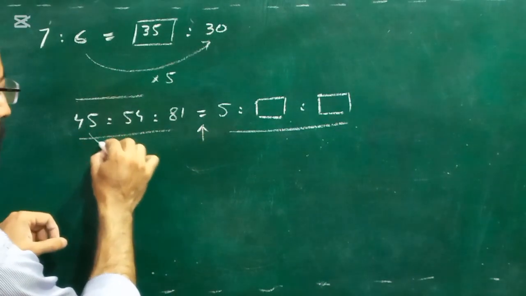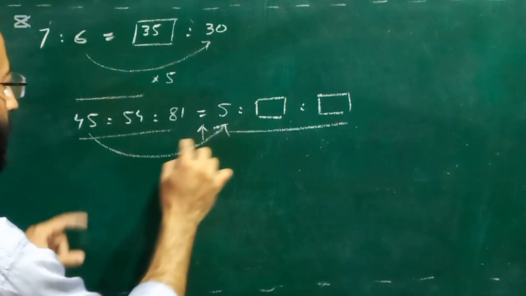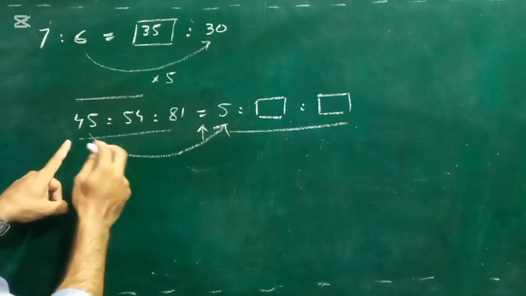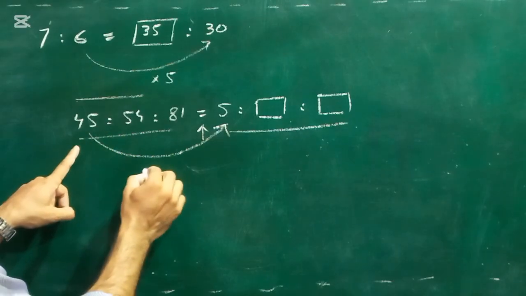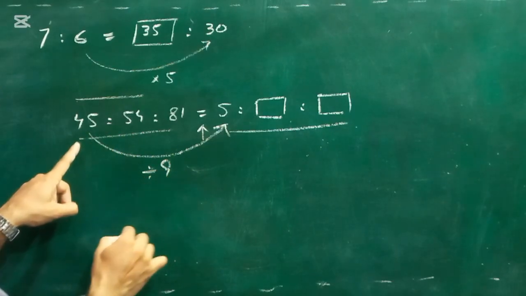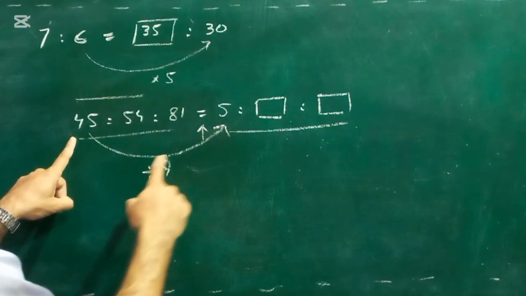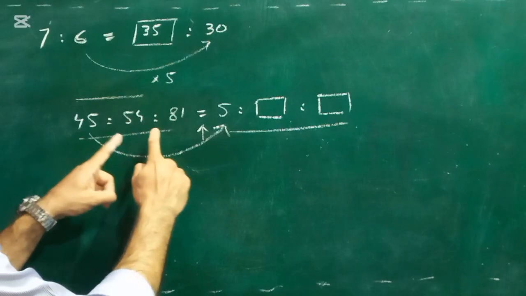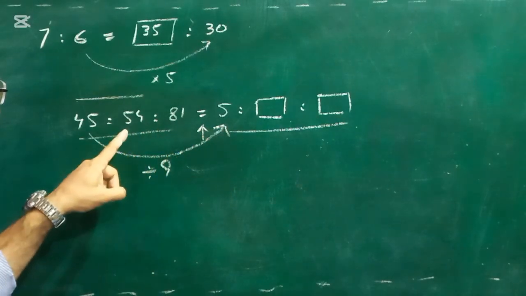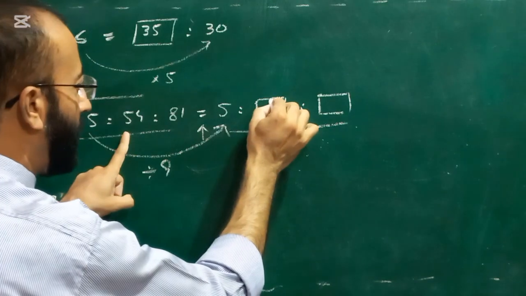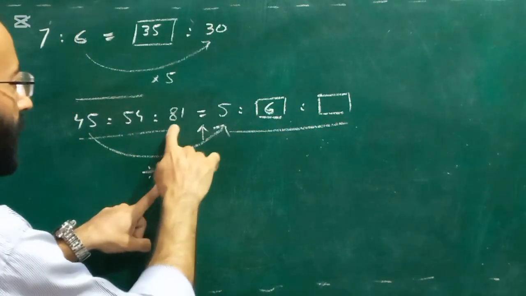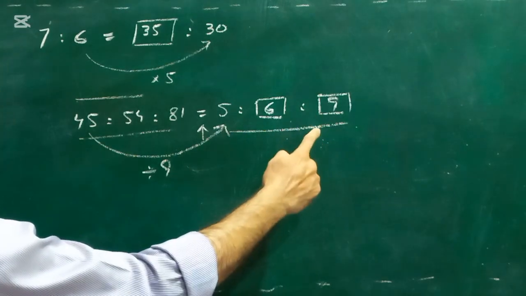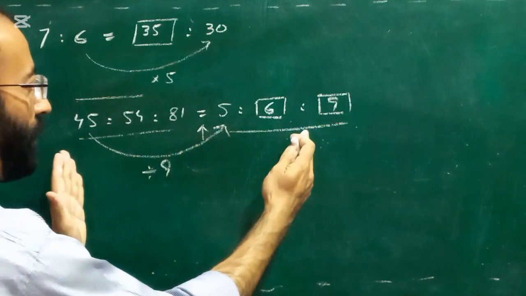So we will pick the rule of how 45 is going to 5. So actually this is divided by 9. So 45 divided by 9 will make 5. 9 5s are 45. So the same 9 will be divided with the other values. So 9 6s are 54, so it means here will be 6, and 9 9s are 81, so it means here will be 9. So these are the missing numbers, and these are equivalent ratios.